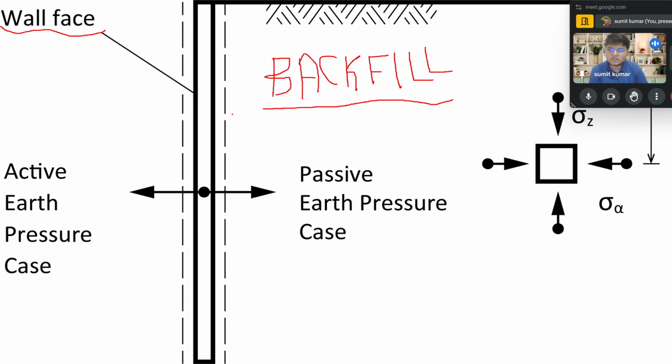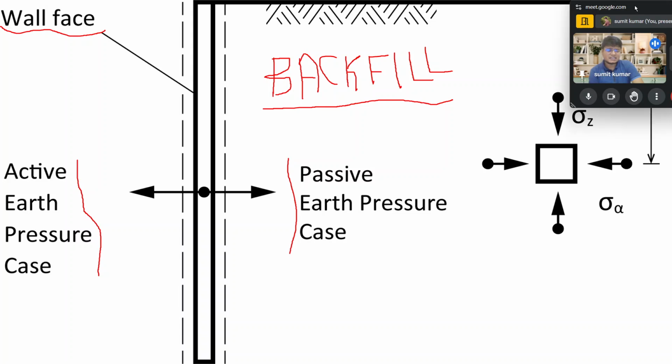So see over here, when we talk about the active condition and the passive condition in the same case, for the active state, this is the wall, and it is moving away from the backfill. So when the wall is moving away, it is the active earth pressure condition. Similarly, for the same condition, when the wall is moving toward the backfill, it is the passive earth pressure condition.